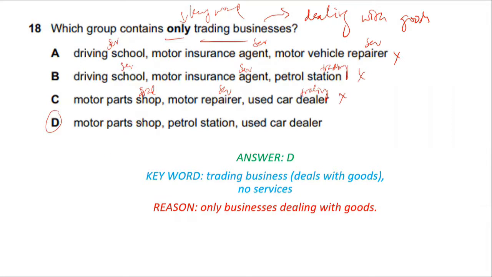And just to make sure, it should be all trading businesses. Motor parts, yeah, this is a trading. Petrol, yeah, this is a trading. Used car dealer, yes, this is a trading. In motor parts, they are selling parts. In petrol station, they are selling petrol. In used car dealer, they are selling used cars. So option D is the correct answer for multiple choice 18.